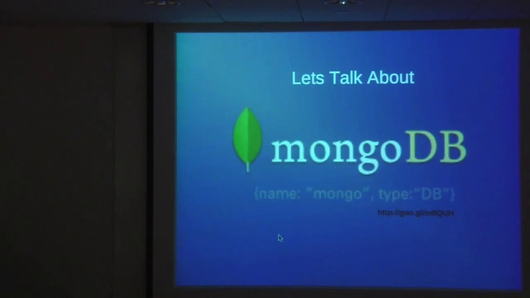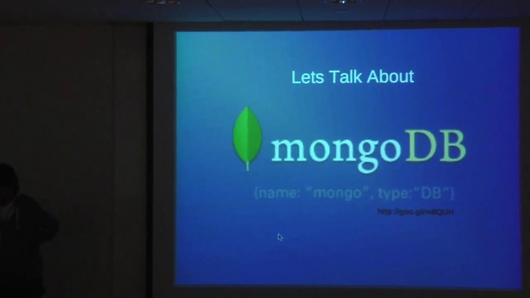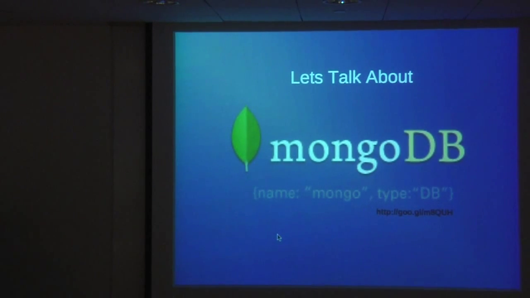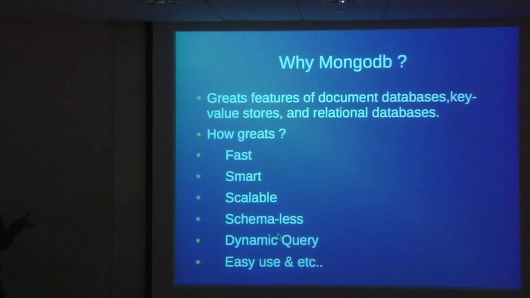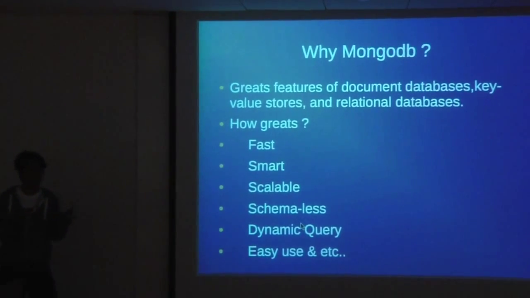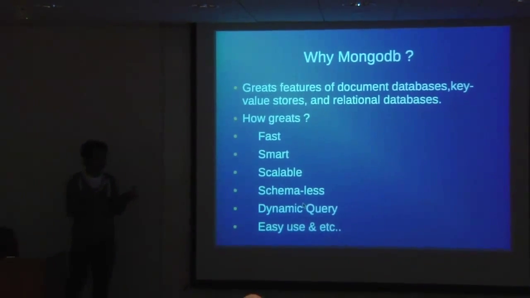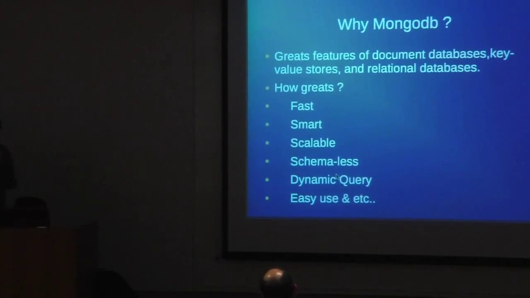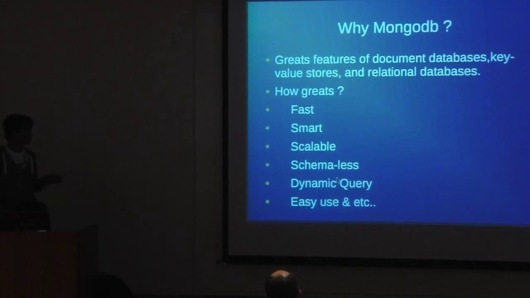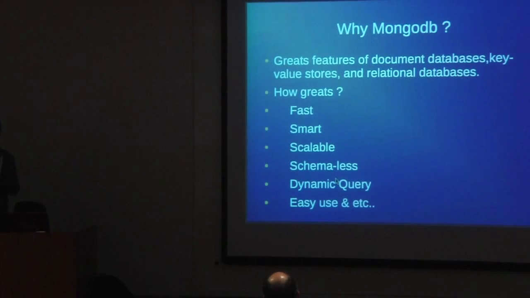Okay, next. Let's start with MongoDB. Why am I using this database engine? Because you know that it is powerful. Why MongoDB? Because it has a great document database feature. If you know a Python dictionary, they use the same concept. How great? Fast, smart, scalable, schemaless, dynamic query, and easy to use. I will show you about that.